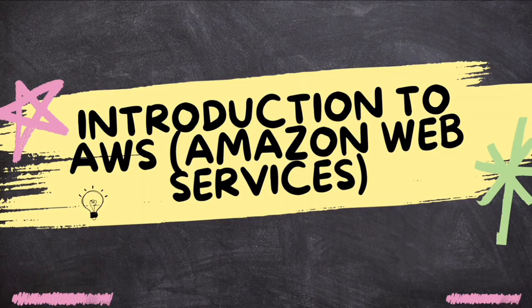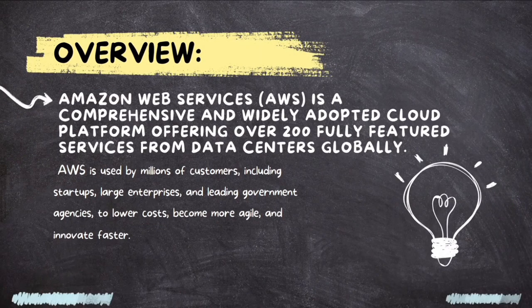Before getting into our course, we're going to learn about the introduction to AWS, which is Amazon Web Services. Well, what is AWS? The overview of AWS, or Amazon Web Services, is a comprehensive and widely adopted cloud platform offering over 200 fully featured services from data centers globally. AWS is used by millions of customers, including startups, large enterprises, and leading government agencies to lower the cost, become more agile, and innovate faster.